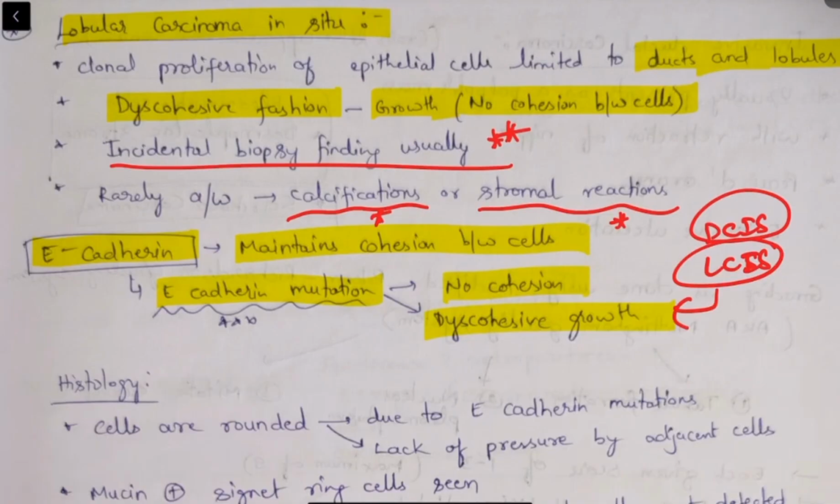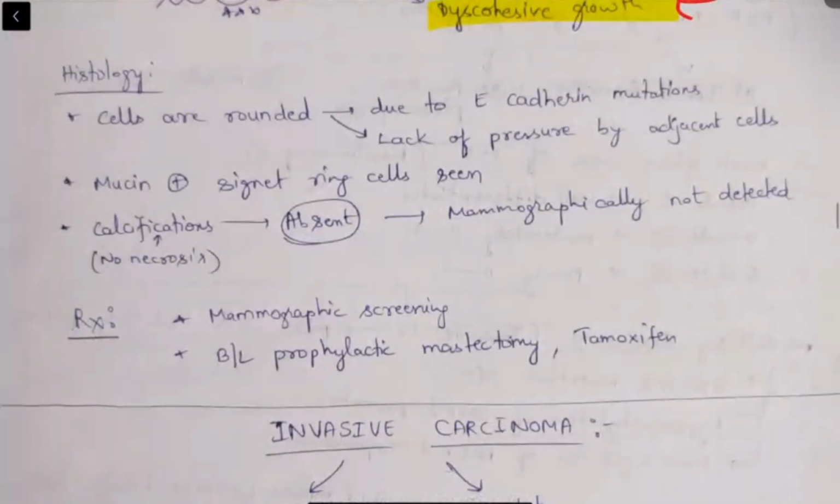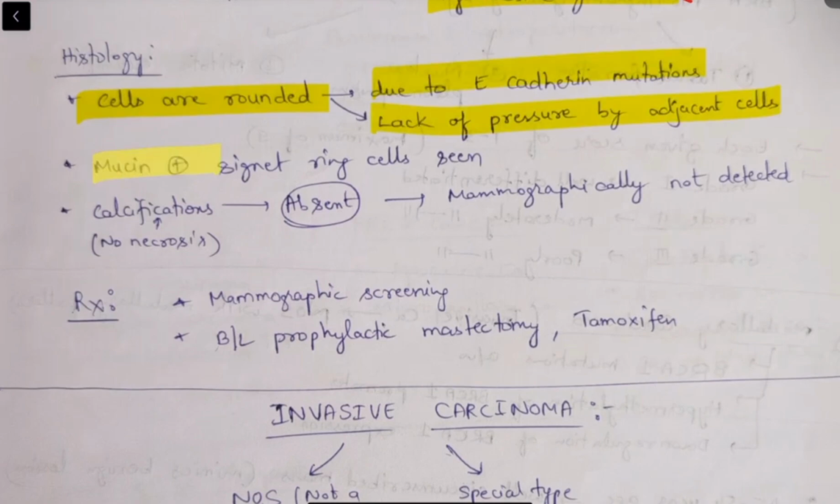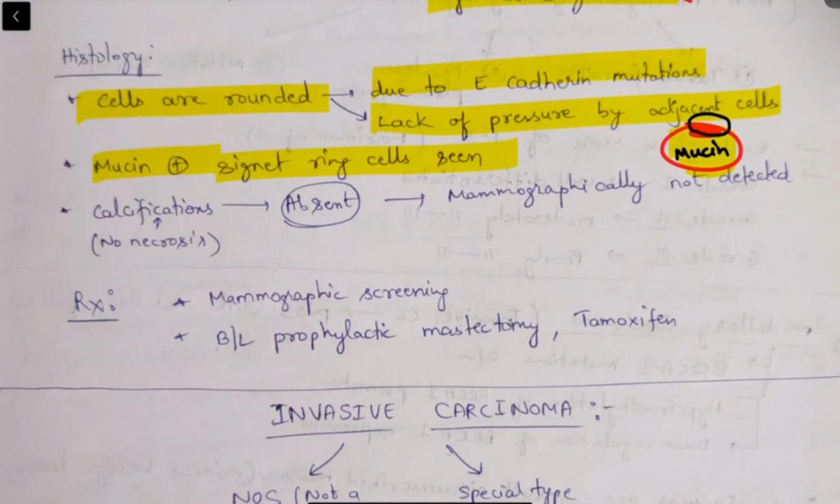Okay, so on histology, how will be the findings in case of lobular carcinoma in situ? Cells are rounded due to E-cadherin mutation and lack of pressure by adjacent cells. So mucin will be present, and because of that, the cell nuclei will be pushed to the periphery, and the entire thing will be covered with mucin. Okay, because of this it is called signet ring appearance. It appears like a ring, so they are called signet ring cells.